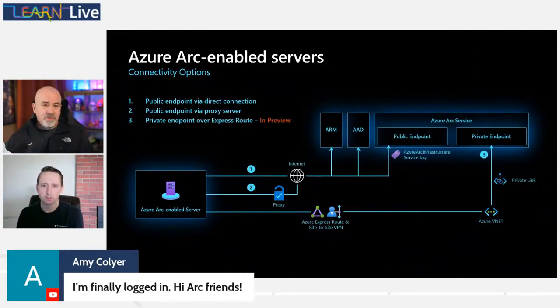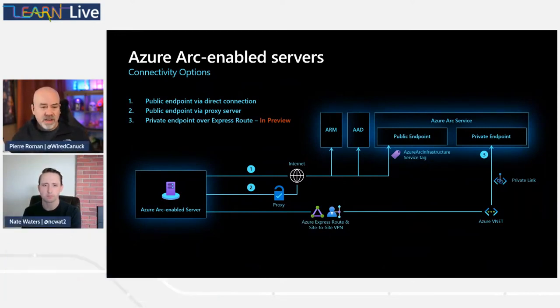Now, if we're looking at connectivity options, when we did the demo, we went really, really quickly through that. But you really have three ways to connect your server to Azure. One is through a public endpoint via direct connection. That's basically from your machine, it goes straight out to the internet, connects to an Azure endpoint, and Bob's your uncle, you're connected. Now, in environments where traffic is a bit more managed or controlled, you can do it via a proxy server. You identify a proxy server in your on-premises environment and connect through that proxy server to Azure, therefore making sure that your security team is still happy because they can still manage and monitor the connections to and from the internet.